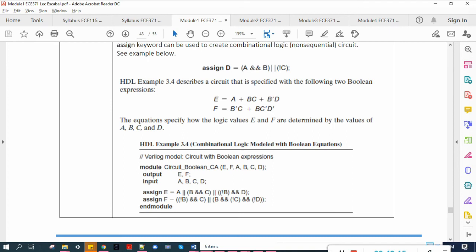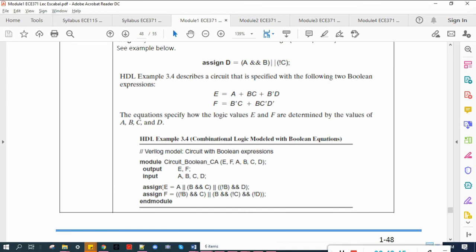We add the keywords module and endmodule, then the name of the module. Our circuit is circuit_boolean_CA. Then we declare the ports E, F, A, B, C, D. We declare the outputs, which are E and F, and then the inputs A, B, C, and D. And then we use the assign keyword to denote the combinational circuit E. So this is how we write it.